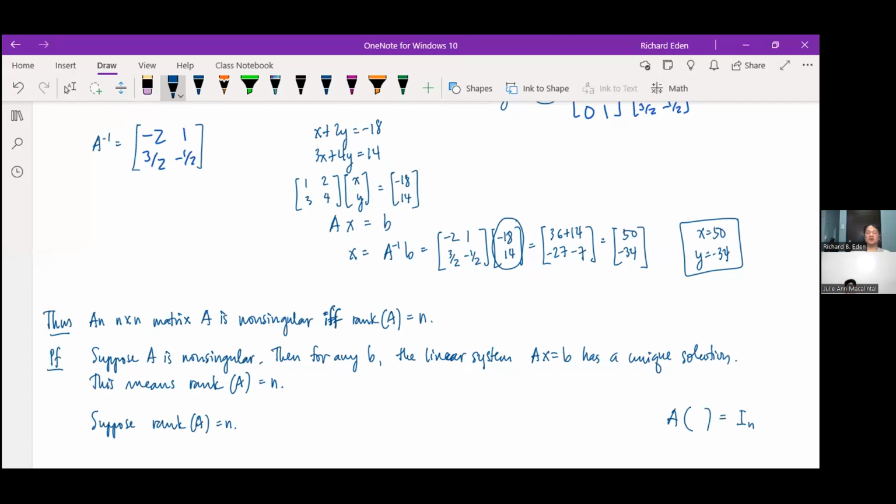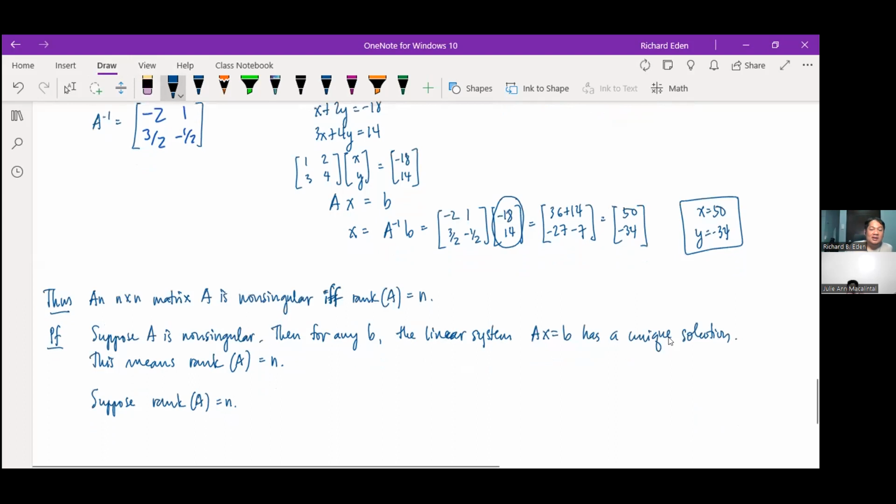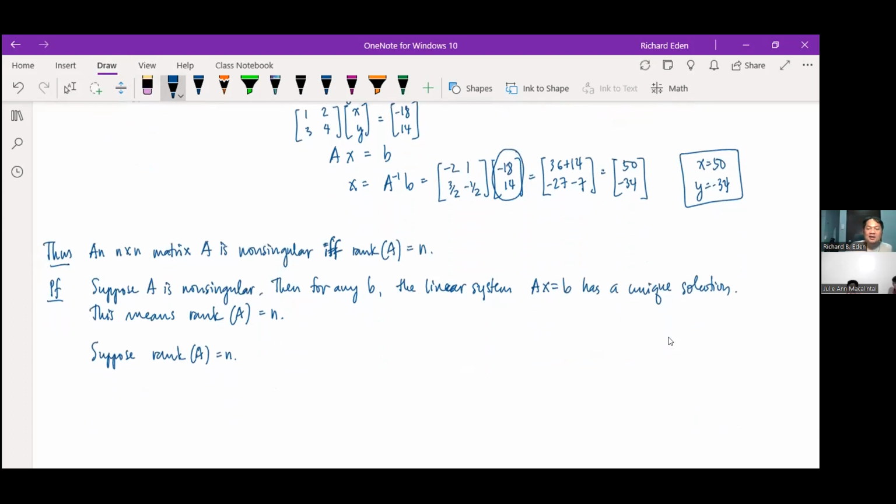Okay, so to show that A is non-singular, we are going to construct how the inverse is supposed to look. And if you have an inverse, that means A is non-singular, because we have an inverse we obtained. Okay. Suppose the rank of A is equal to N.